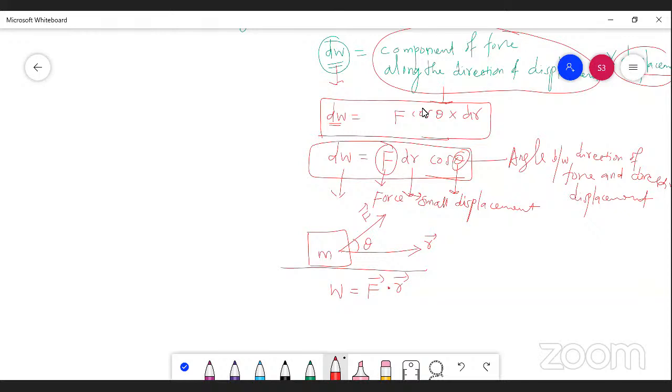Okay, remove the vector notation. Total amount of work done by the force, W is equal to the component of force along the direction of displacement. You see, students, the component of force along the direction of displacement is F cos theta.